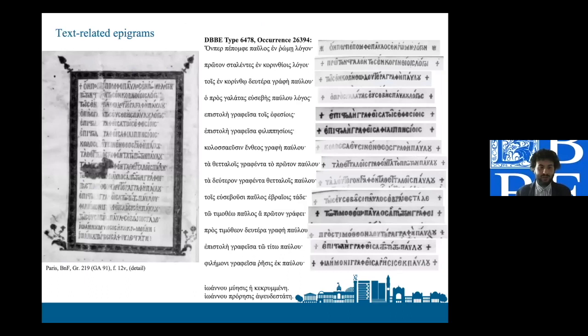In particular, in the manuscript GA 91 that I put on the left of my PowerPoint presentation, there is a list of metrical titles for each of the Pauline epistles, and these metrical titles are repeated separately before each of the relevant Pauline epistles, either in the upper margin or between the text of the first column of the catena and the biblical text in the middle of the page for the frame catenae.